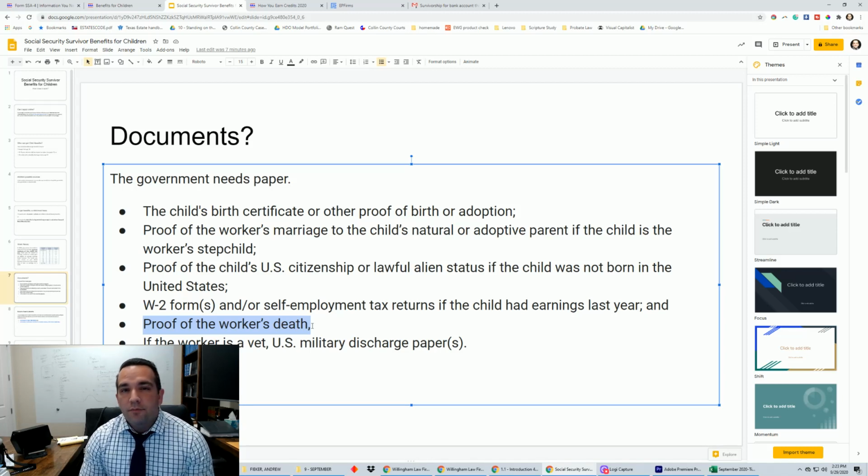Usually, you could possibly prove it a different way if you can't, but really you need to get the death certificate. Now, if you know anything about trying to obtain a death certificate, especially from an ex-spouse, you will not be able to collect one. Okay, it's going to be very difficult. Your children might be able to collect one, but that's going to be your best bet of trying to get access to a death certificate.